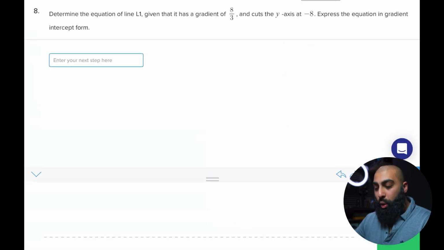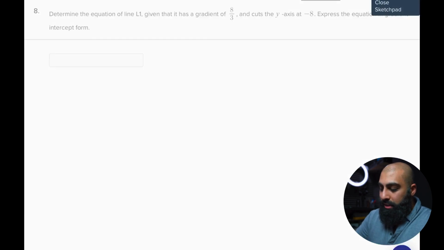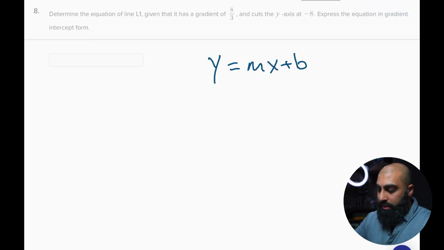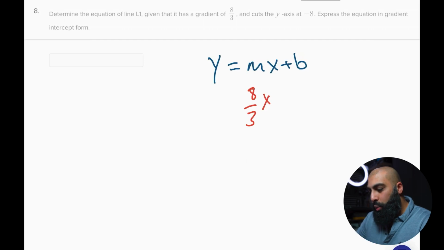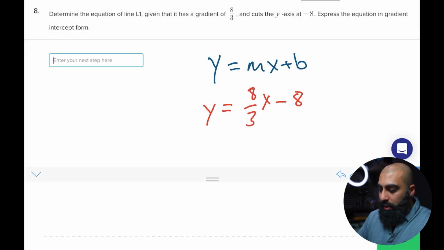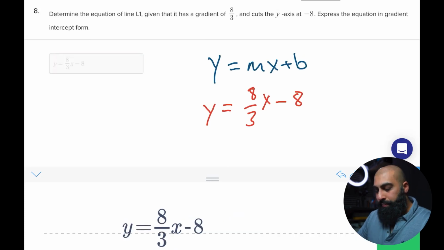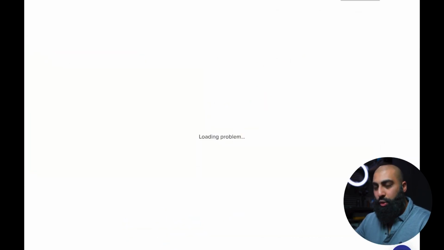Question 8, determine the equation of line 1, given that the gradient is 8 over 3 and cuts the y-axis at minus 8. Express the equation in gradient intercept form. Excellent. So gradient intercept form, again, is this. That's my gradient intercept form. They've already given us the gradient, which is 8/3 x, and cuts the y-axis at minus 8. So y is equal to 8/3 x minus 8 would be our equation in the gradient intercept form. So let's write this here. Y is equal to 8/3 x minus 8. That should be good. Let's continue on to question 9 then.